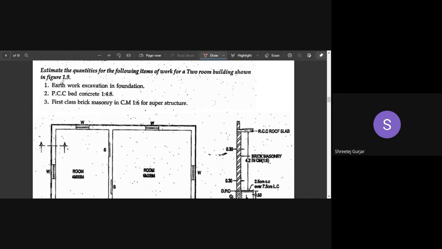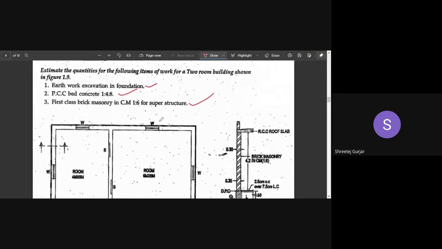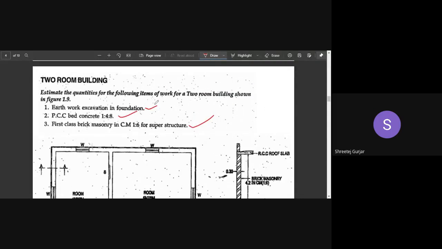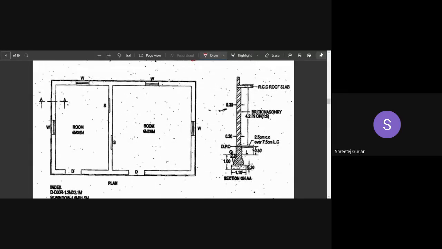That is, we have to estimate the earthwork in excavation. Then we have to estimate the PCC bed concrete in foundation. Then we have to estimate the quantity of first class brickwork in masonry. Only these three we have to estimate and not the other things. There are many other things like the DPC and the foundation, but we are not concerned about those. We are only concerned about whatever they have asked: earthwork in excavation, the PCC bed, and the brick masonry work. So we will be looking into those.